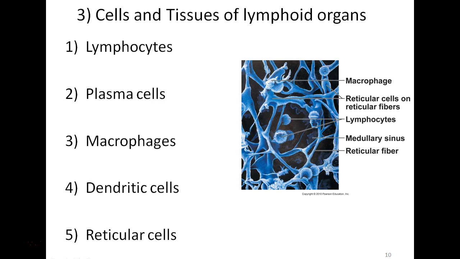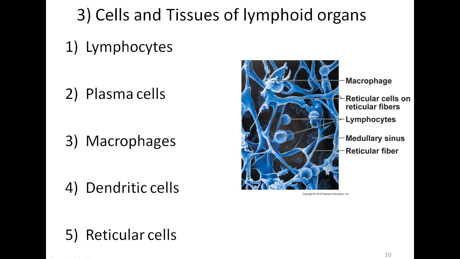Let's talk about some cells and some tissues of lymphoid organs. So when we say lymphoid organs, this could be occurring in the spleen, in Peyer's patches on the small intestines, or even something like lymph nodes, is where we're going to see a lot of these special cells.